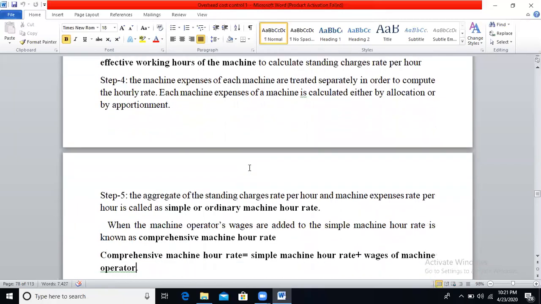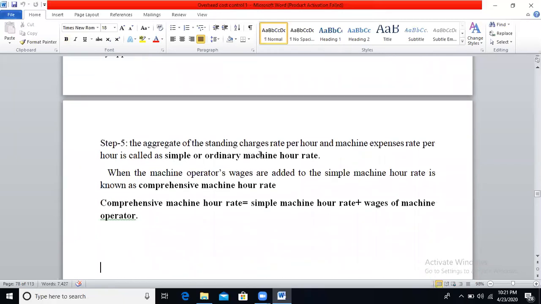The next step is the aggregate of standing charges rate per hour and the machine expenses rate per hour is called simple or ordinary machine hour rate. So how will you get the machine hour rate? You have calculated the standing charges rate per hour and you have calculated the variable expenses rate per hour. If you add these two, you will get the machine hour rate, which will also be called the simple machine hour rate or ordinary machine hour rate.